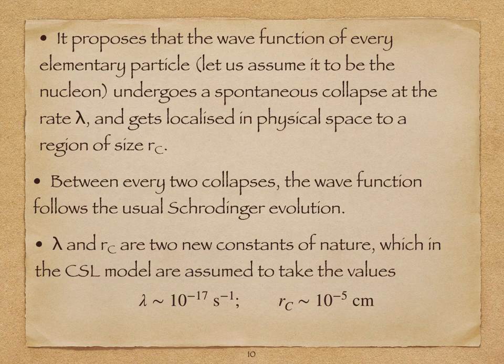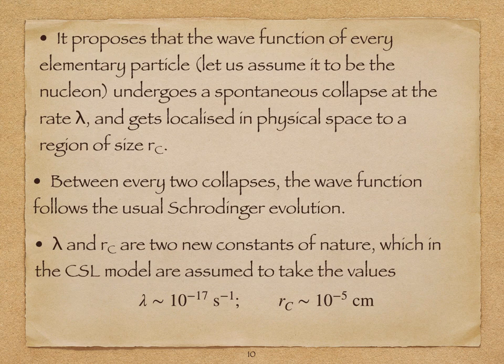It proposes that the wave function of every elementary particle undergoes a spontaneous collapse at some rate lambda and gets localized in physical space to a region of size RC. By elementary particle, we will choose a benchmark. We'll assume the nucleon, a neutron or a proton, is the elementary particle we have in mind. We don't talk of electrons in this context. It will be understood that there are other elementary particles whose collapse we can discuss once we know what we are saying for the nucleon.